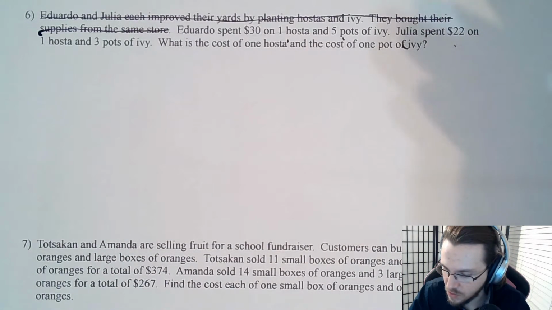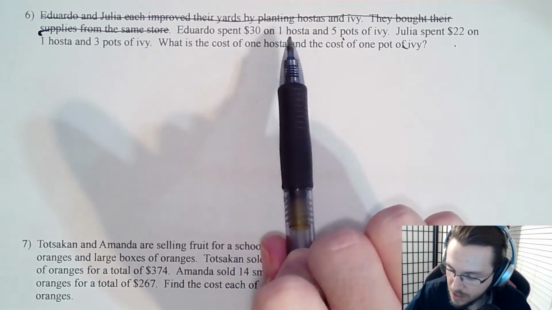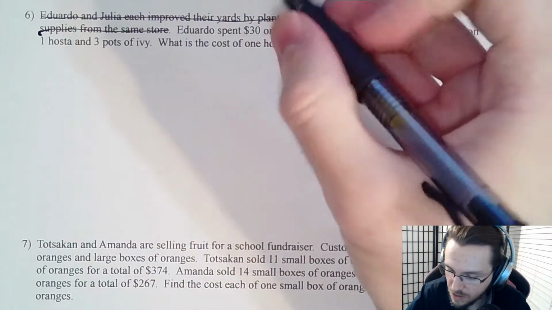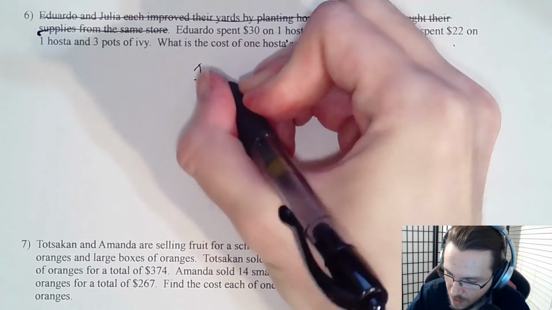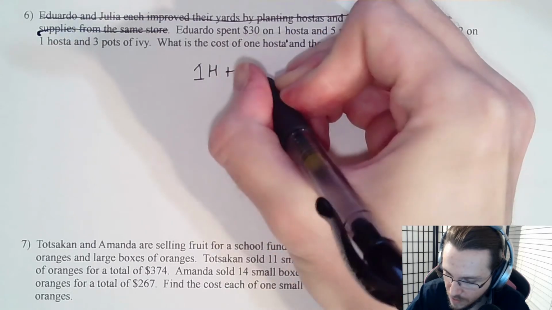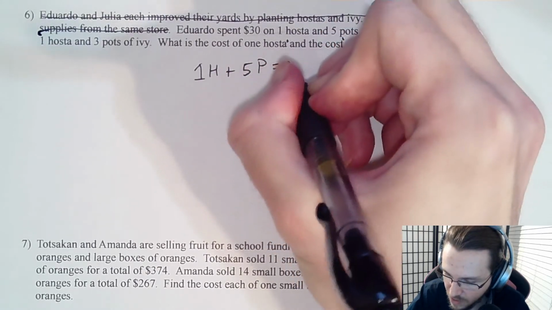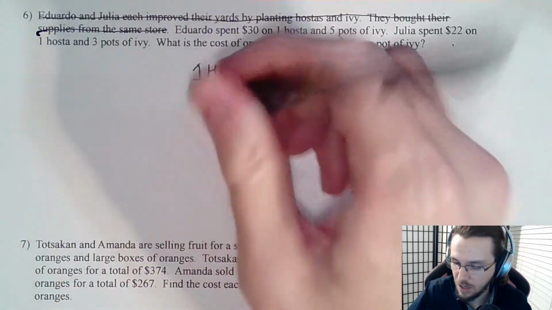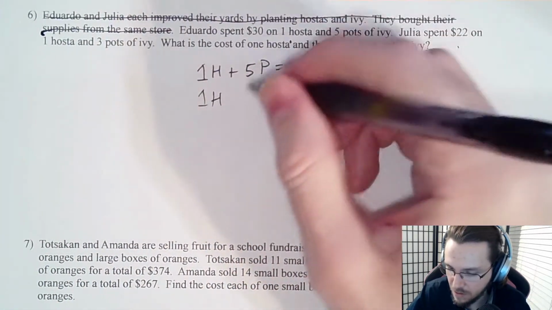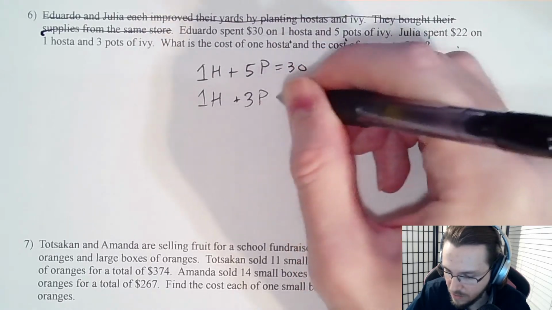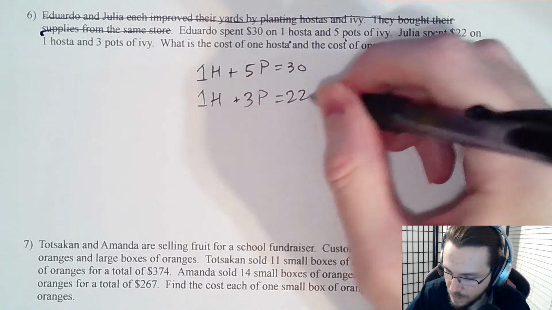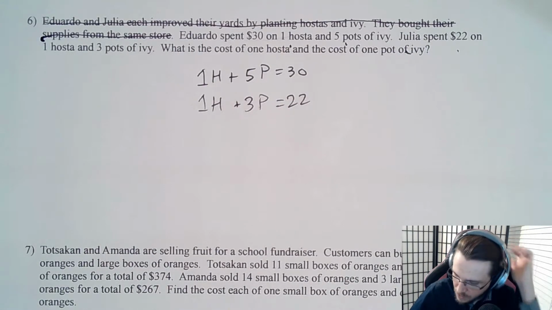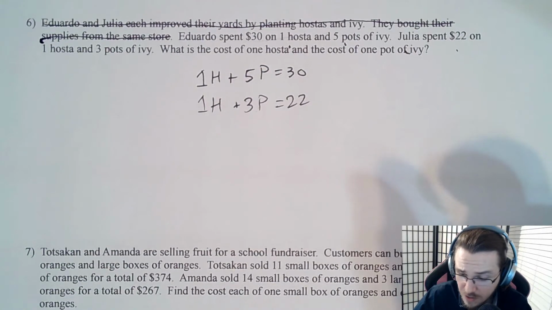So now we have our actual interesting equation, because Eduardo did 1 hosta and 5 of these and spent $30. So he really did 1 hosta plus 5 pots for a total of $30. And Julia spent on 1 hosta and 3 pots, and she spent 22. Now you might be able to do a little bit of shenanigans in your head and just figure it out right away, and if that's you, awesome. But let's actually just solve it using elimination.